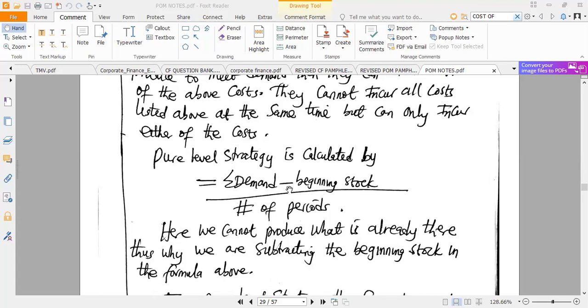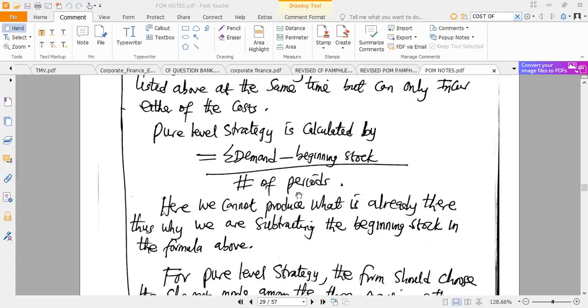All right. For the chase strategy, we can vary our production, and our demand may vary. So that is the meaning of the chase strategy. Now here, for the level strategy, we're looking at the same production. We are not producing as per demand. We are producing on a level basis. So here we cannot produce what is already there. That's why we are subtracting the beginning stock in the formula above.